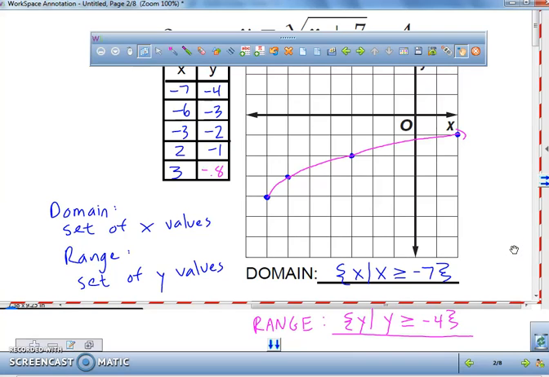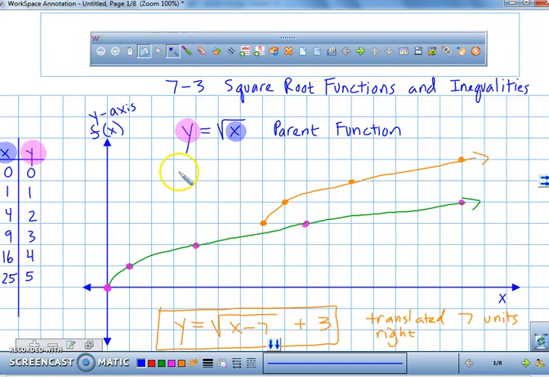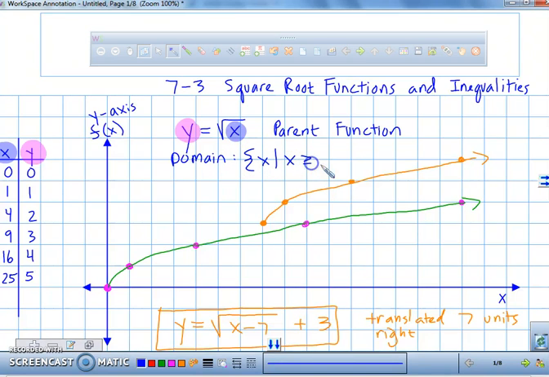One thing I forgot to talk about is what's the domain and the range of the parent function. Okay? So in your journal, go back to the parent function, which was right here. What would the domain of the parent function, the one that goes right here, what would the domain be for that guy? X such that x is greater than or equal to 0. That's correct. That's the domain of the parent function.